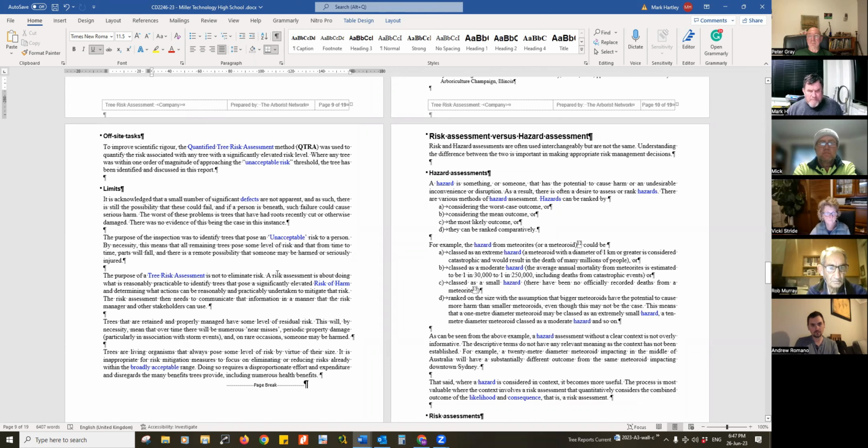We then have a couple of paragraphs there. Trees that are retained and properly managed have some level of residual risk. This will by necessity mean over time there'll be numerous near misses, periodic property damage, particularly associated with storm events, and on rare occasions someone may be harmed.